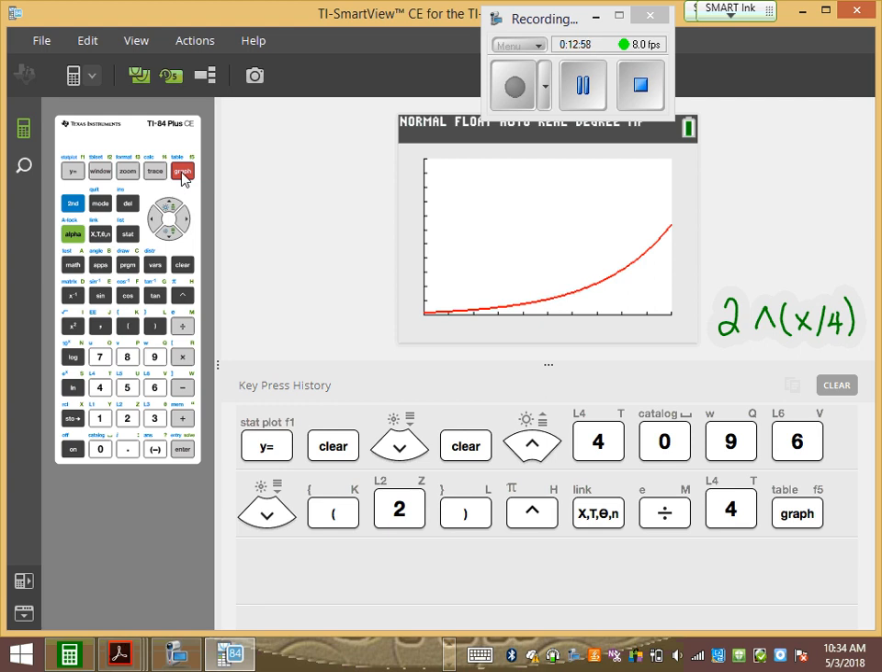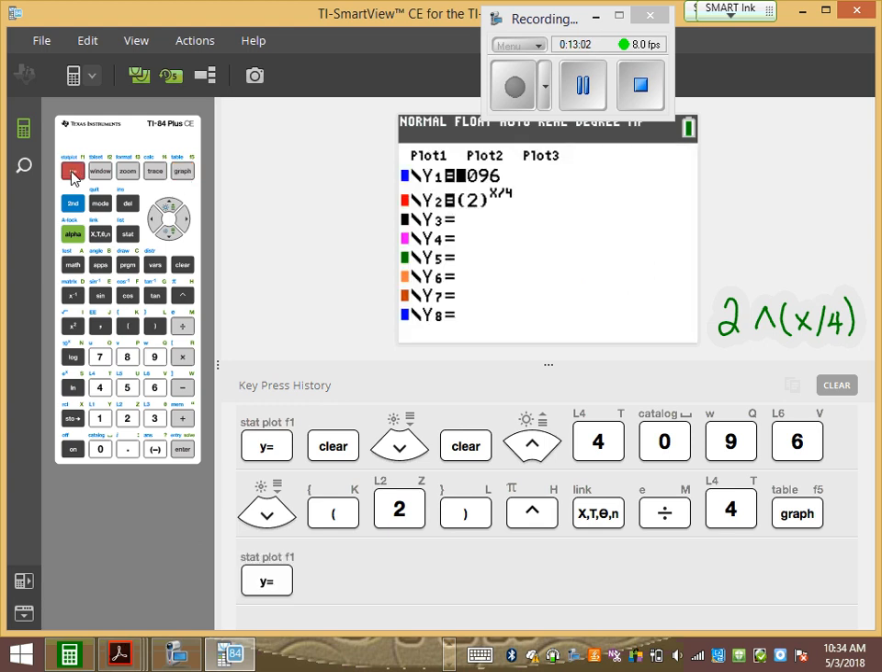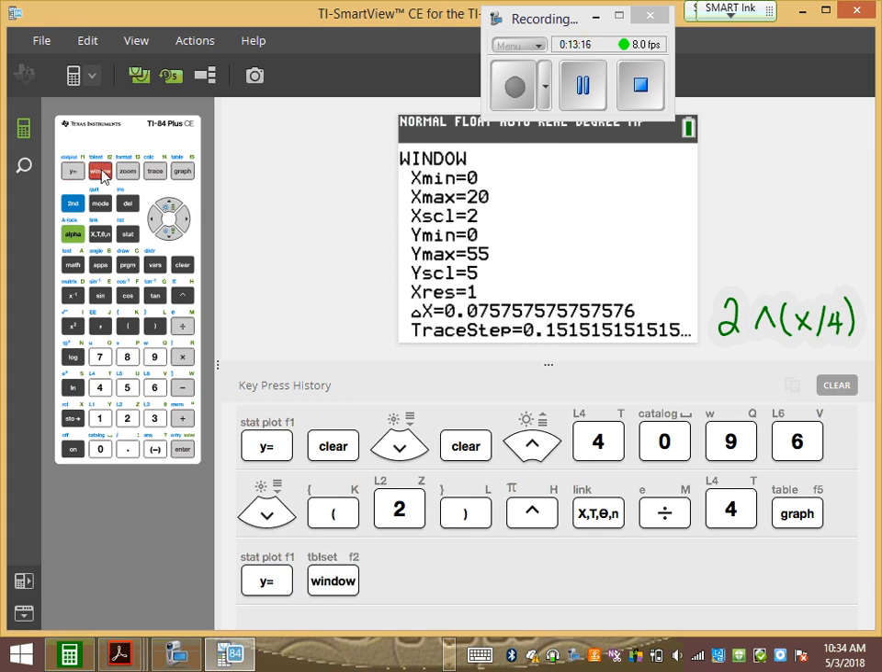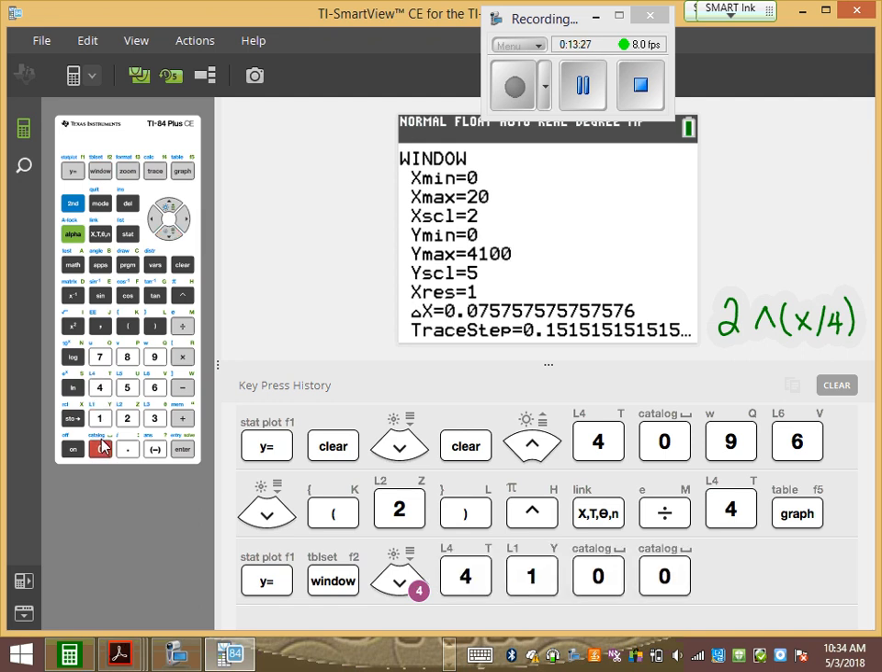But I don't see the first equation on here. Why? My window is super off. That line is being drawn at 4,096. It's a horizontal line at y equals 4,096, right? My window maxes out at 55. So it's a little bit above it. And by a little, I mean a lot of bit above it. So I'm going to go down here to my y max and I'm going to make it be 4,100. Make my y scale be 500.